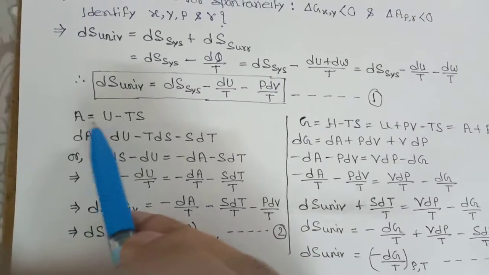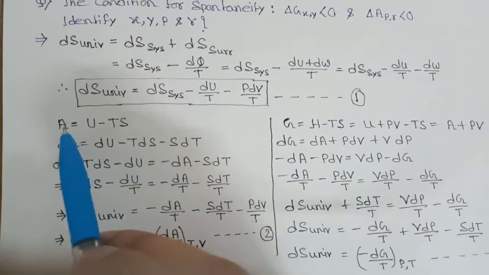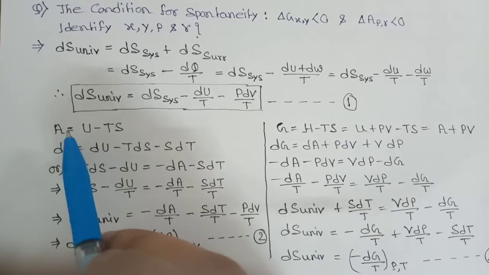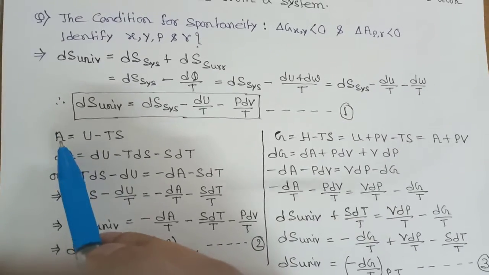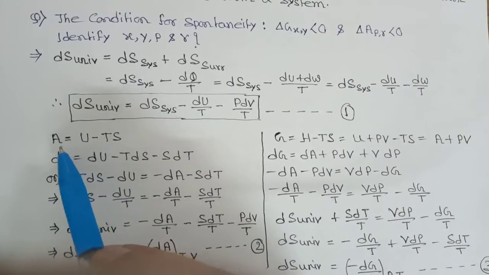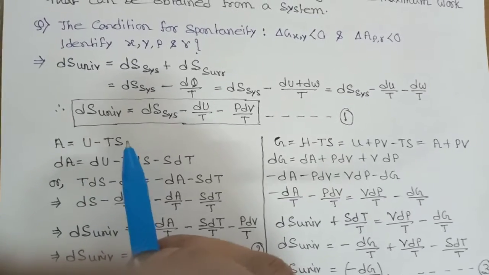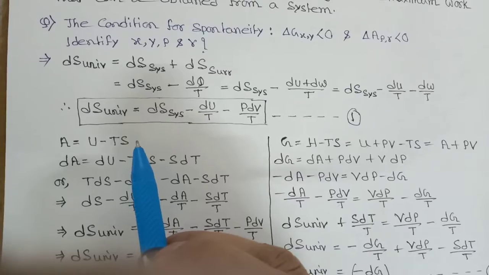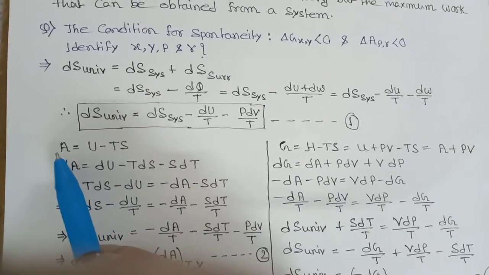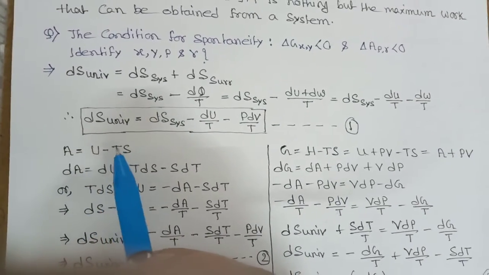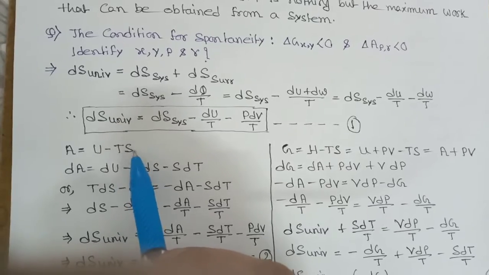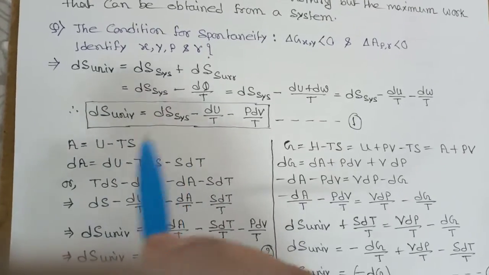Now A is equal to U minus TS. A is Helmholtz free energy, or you can say Helmholtz function also. A is equal to U minus TS. U is internal energy, T is temperature, and S is entropy. So on differentiating, we get dA is equal to dU minus TdS minus SdT, this one.